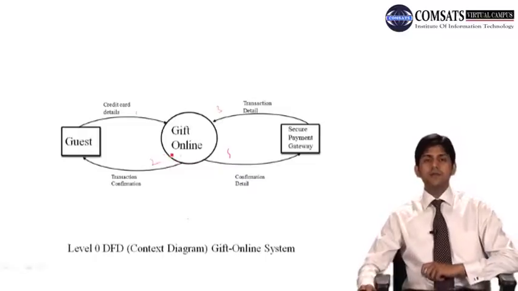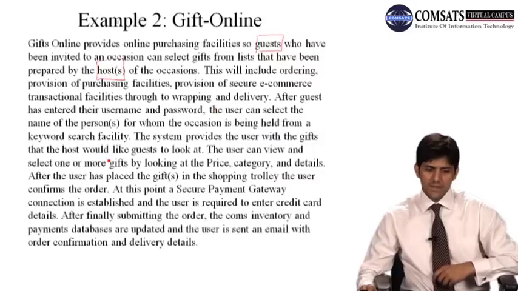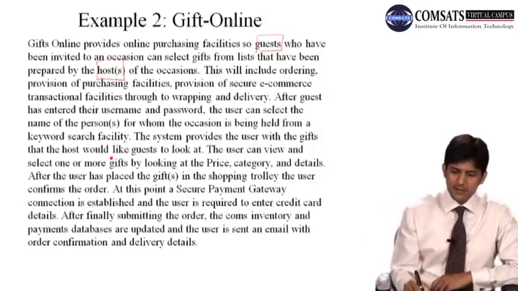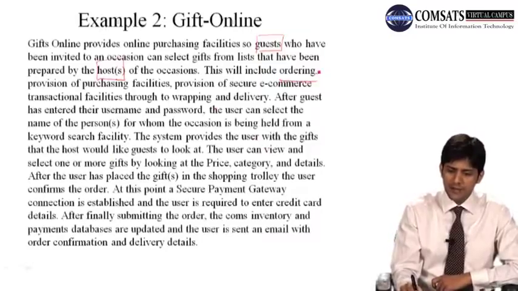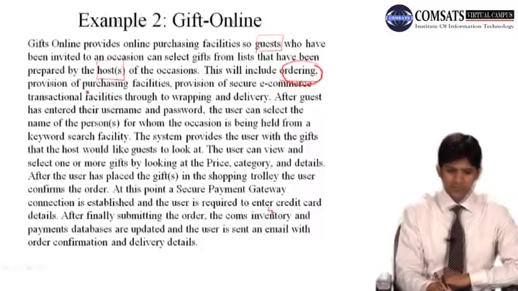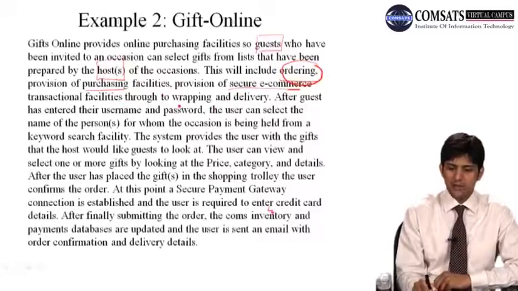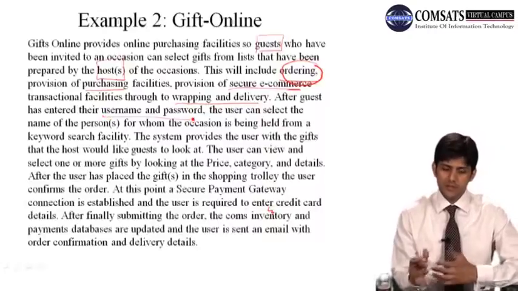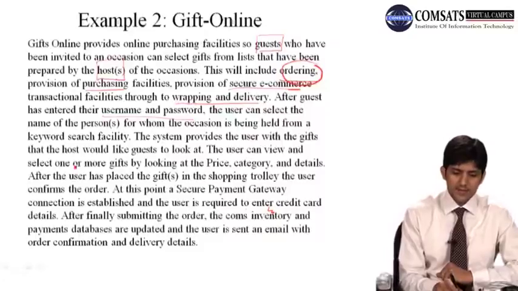Now we have seen कि हमारा जो gift online है इसके अंदर बहुत सी और चीज़ें हो रही हैं. ठीक है, अगर हम उन चीज़ों को पिछली स्लाइड पर जाके आइडेंटिफाई करने की कोशिश करें तो क्या क्या है? This will include ordering. ठीक है. Now this is our one sub process. So it has the purchasing facilities, it has the provision of secure e-commerce, okay, and you can select wrapping and delivery, ठीक है, and there would be some kind of user authentication क्योंकि there is username and password that comes in, ठीक है जी, and it provides the search facility as well.